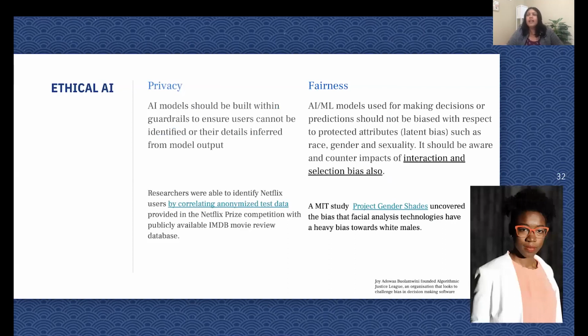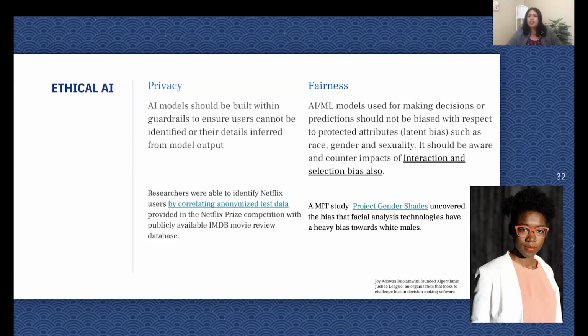Then, very, very important, ethical AI. AI has in the past proven to have biases, and it's our job as product leaders, as people working in this space, to ensure that AI respects privacy and is fair to everyone. Now, for the privacy aspect, researchers were able to identify actual Netflix users by correlating their anonymized test data provided in a Netflix prize competition with the publicly available IMDb movie review database. That's a big no-no for privacy. And so much so that Netflix discontinued this prize competition. So AI models should be built within guardrails to ensure that users cannot be identified or their details inferred from model output.